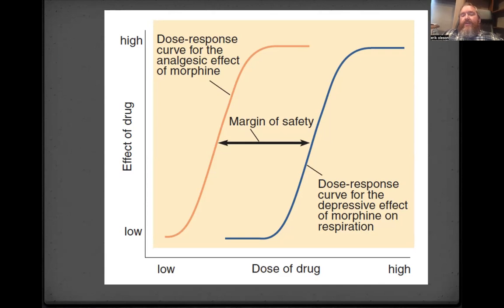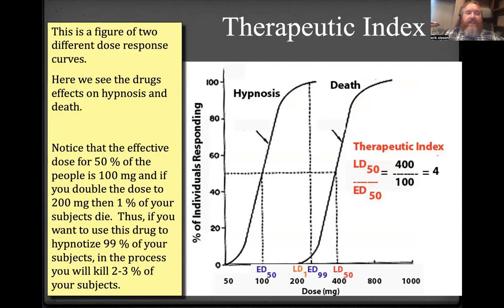The LD50 is represented by the blue curve, the dose response curve for the depressive effect of morphine on respiration, whereas the yellow line would be the dose response curve for the analgesic effect of morphine. This is a figure of two different dose response curves. Here we see the effect on hypnosis and death of a particular drug.